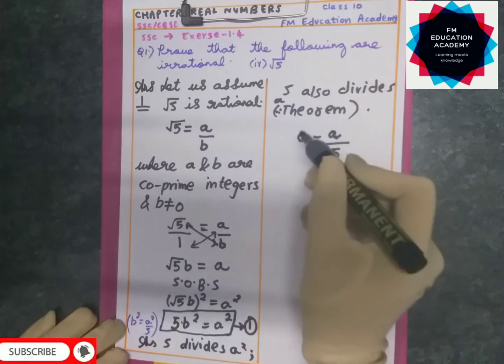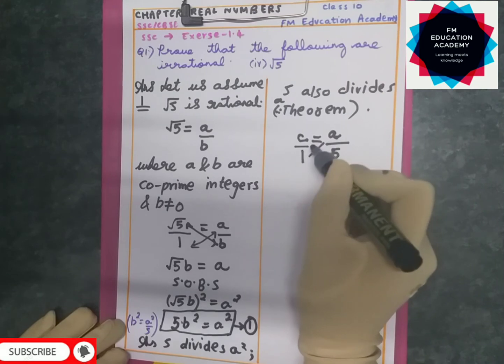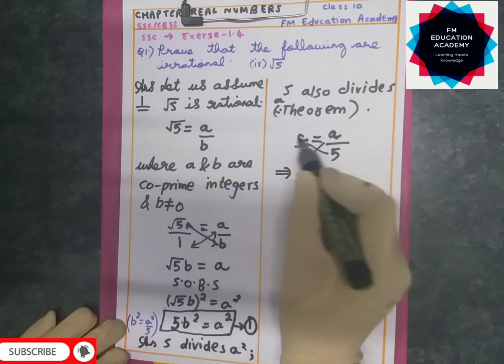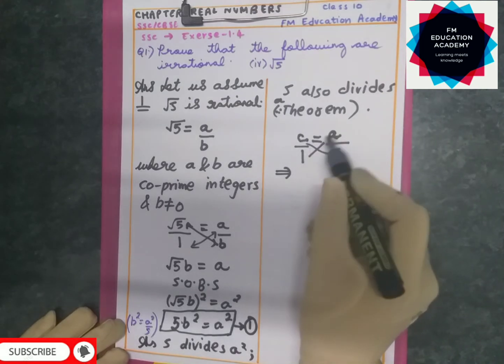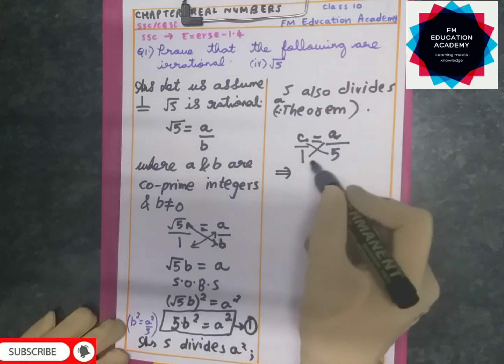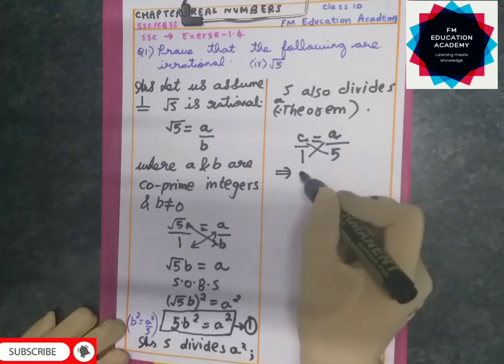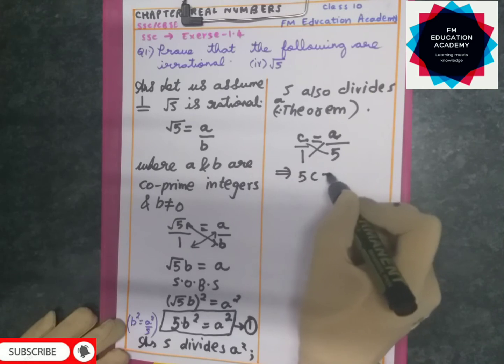Now write this again, c as c by 1, and then I'll cross multiply. So c into 5 will become 5c and a into 1 will become a. So I got 5c is equal to a.